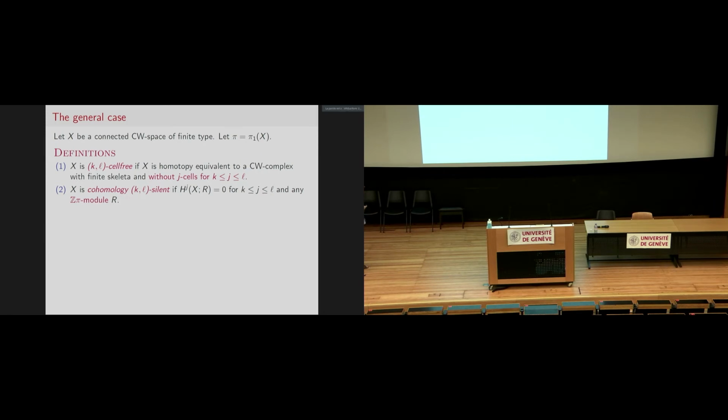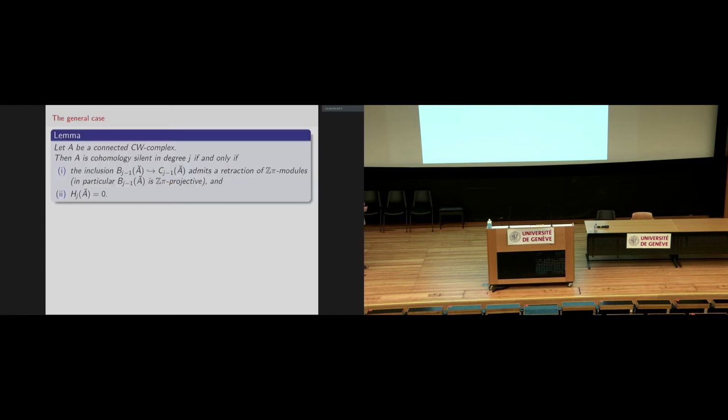Well, we first prove the lemma. The lemma is okay if we have a connected CW complex, but we have to take the universal covering. So we replace A by its universal covering. The group pi acts by deck transformation, say on the left. And so everything is a Z pi module, a left Z pi module. And the same proof proves that you get a retraction. So this boundary is Z pi projective. And here, the homology is also 0.